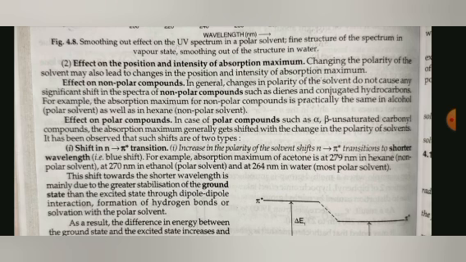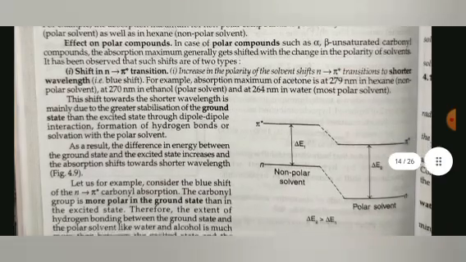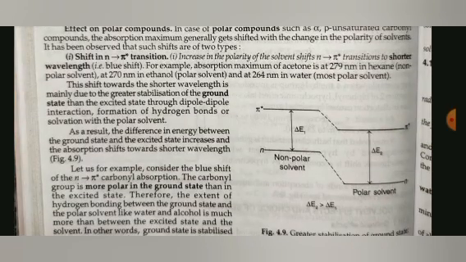Effect on polar compounds. In case of polar compounds such as alpha, beta unsaturated carbonyl compounds, the absorption maximum generally gets shifted with the change in the polarity of the solvent. It has been observed that such shifts are of two types. First is shift in n to pi star transition. Increase in the polarity of the solvent shifts the n to pi star transition to shorter wavelength.